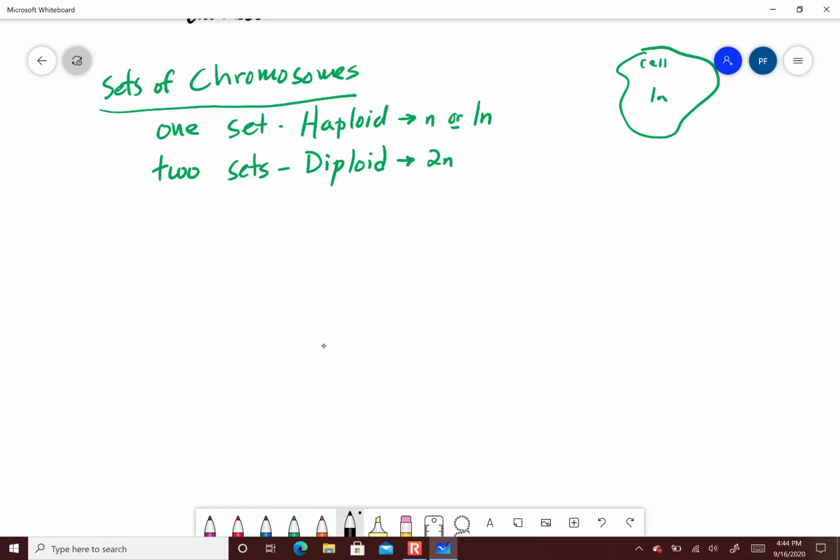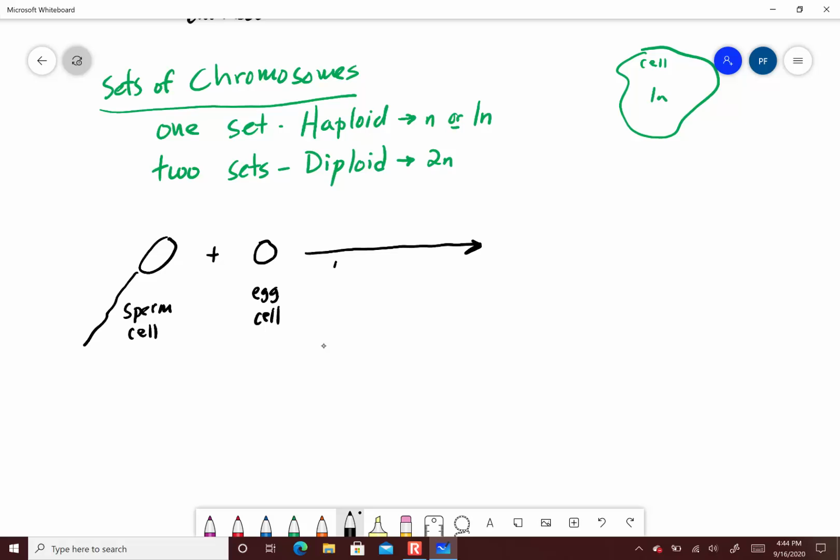Those are the only possibilities we can have. All right, so let me show you examples of this haploid diploid thing. And we're going to use human sperm cell, egg cell, and fertilization to look at this. All right, so we're going to have a sperm cell, and we're going to have an egg cell.